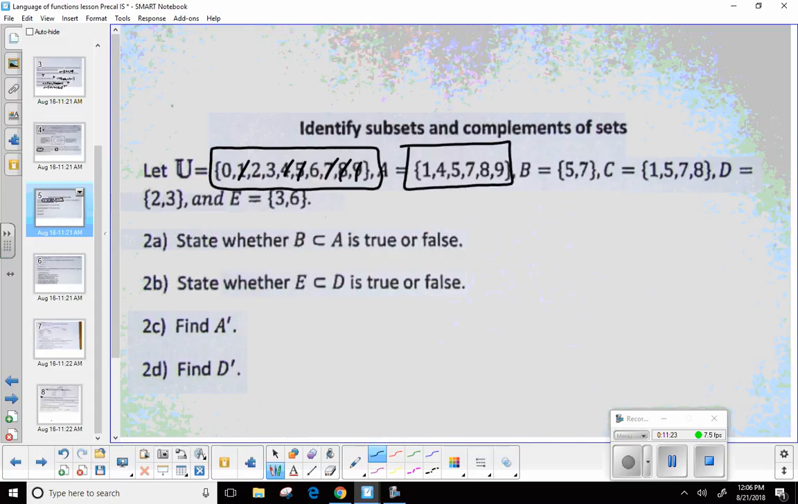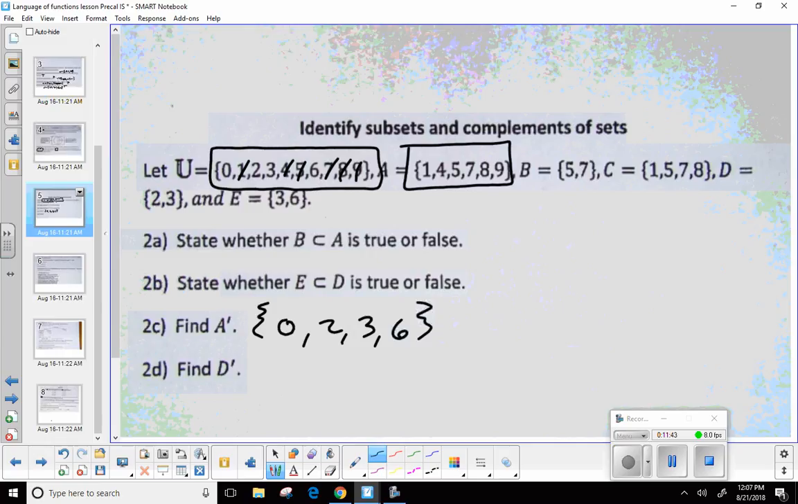What would it be? 0, 2, 3, and 6. That's it. That's what the complement means: all the elements that are not in that set, but still in the universe. Is everybody okay with that? Does anybody have any questions?